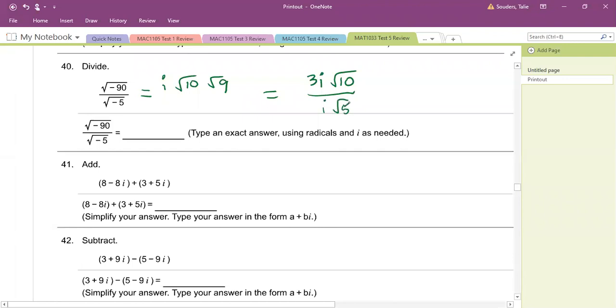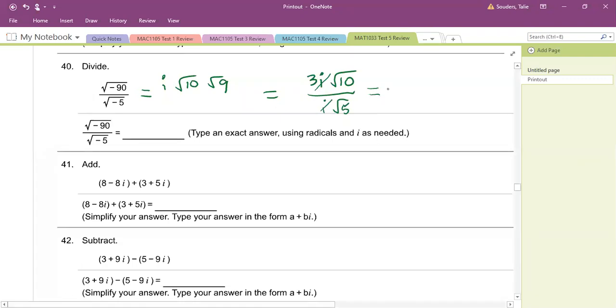Okay, so now what can we do? Does anything cancel out? The i's. The i's cancel out for sure. Anything else? Can you divide the 10 by 5? You can, because they're both inside a radical.